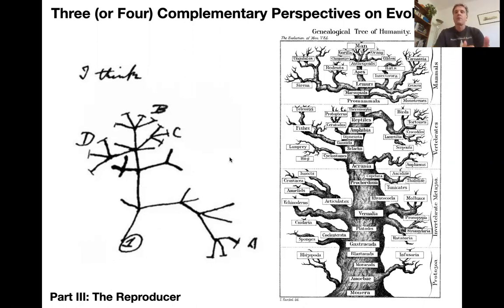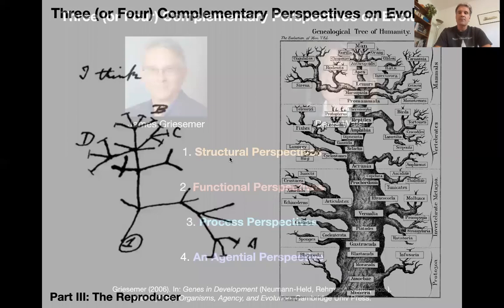We've covered structural and functional perspectives on this minimal process of evolution by natural selection. And we moved on in the last lecture to cover two perspectives that take processes as the fundamental unit of evolution. That was process structuralism and developmental systems theory. Today, we're going to dive into a third process perspective.